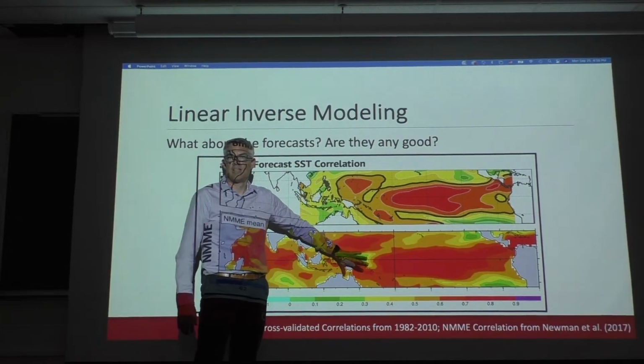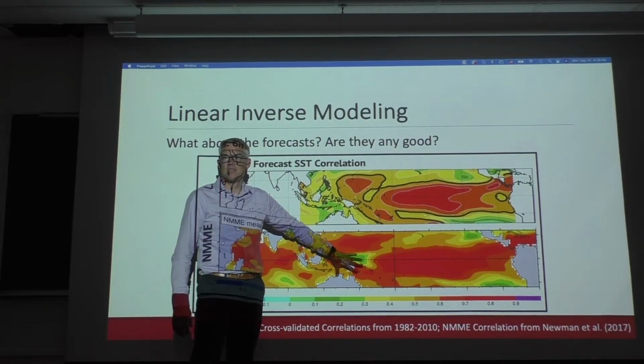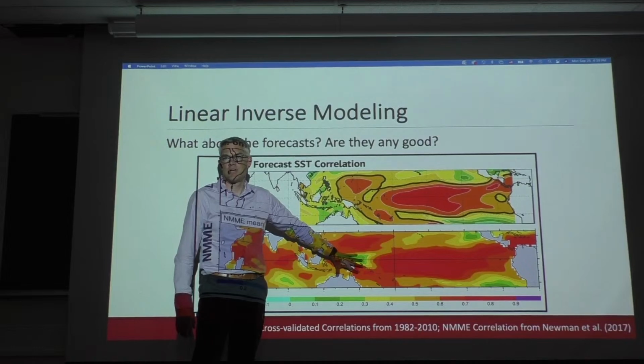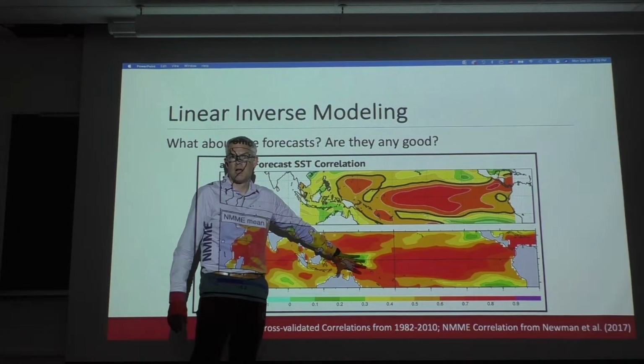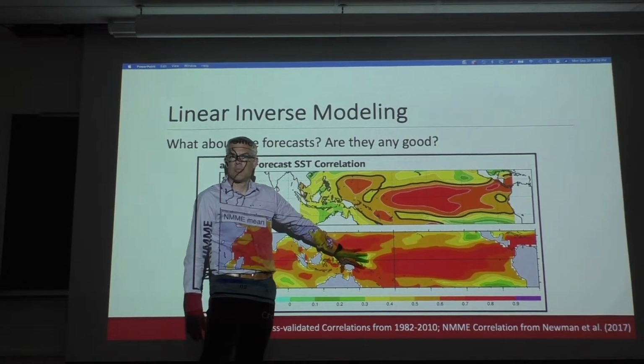This is kind of our best case forecast right now. This is eight different giant global climate models running ensemble predictions every month. And we're doing pretty good.